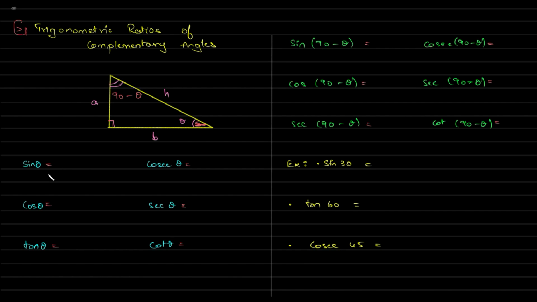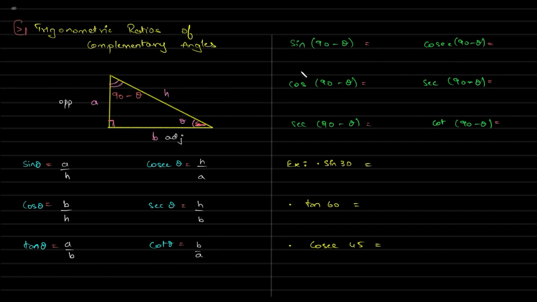Right. So now we'll begin with sine theta. Sine is opposite. So with respect to theta, that will be my opposite and this will be my adjacent. So opposite by hypotenuse. Cos theta is adjacent by hypotenuse. Tan theta is opposite by adjacent. Cosec theta is inverse of sine. So I'll just copy all of this.